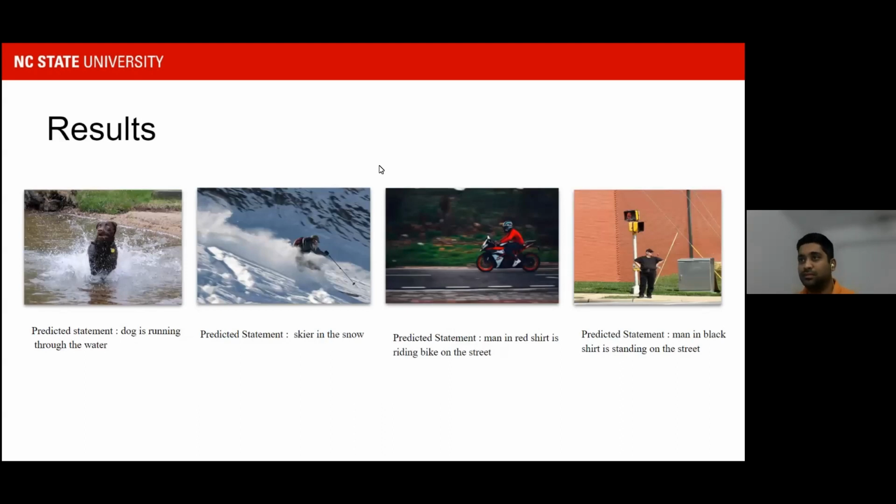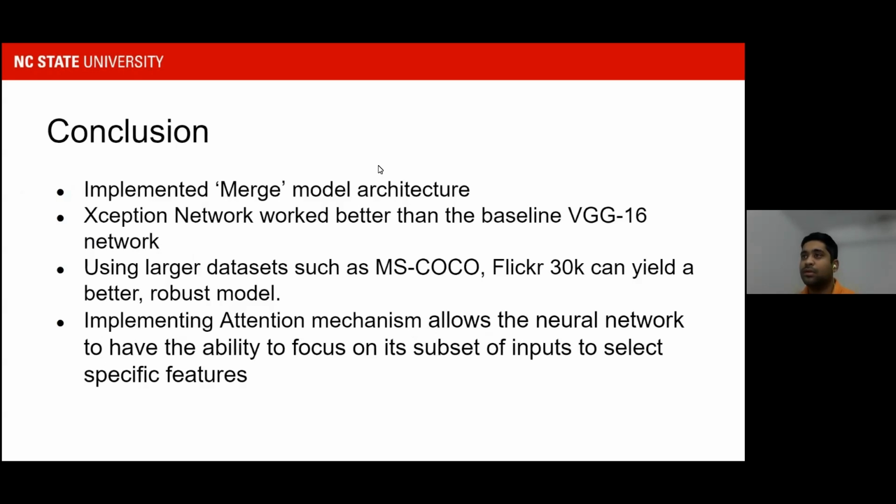Here are some of the generated captions of the input image. So in conclusion, we implemented the merge model architecture. For the encoder part, we found that the Xception network performed better as compared to the baseline VGG16 network. Using larger data sets such as MS COCO or Flickr 30K can yield a more robust model, as we have many more images for training.